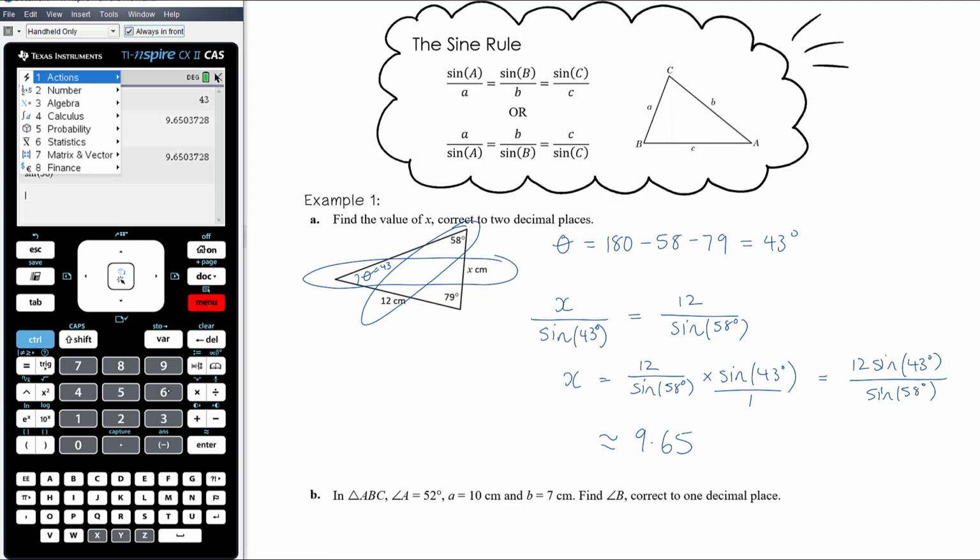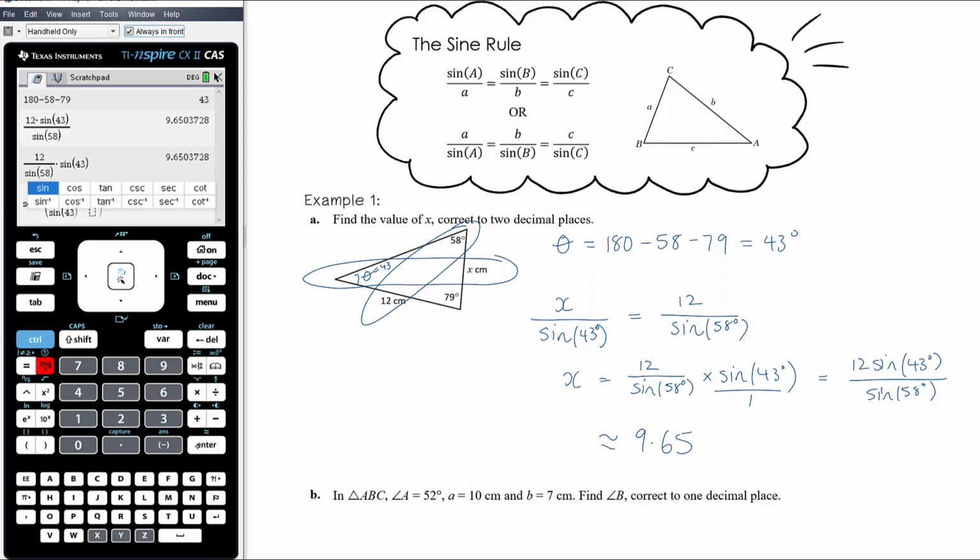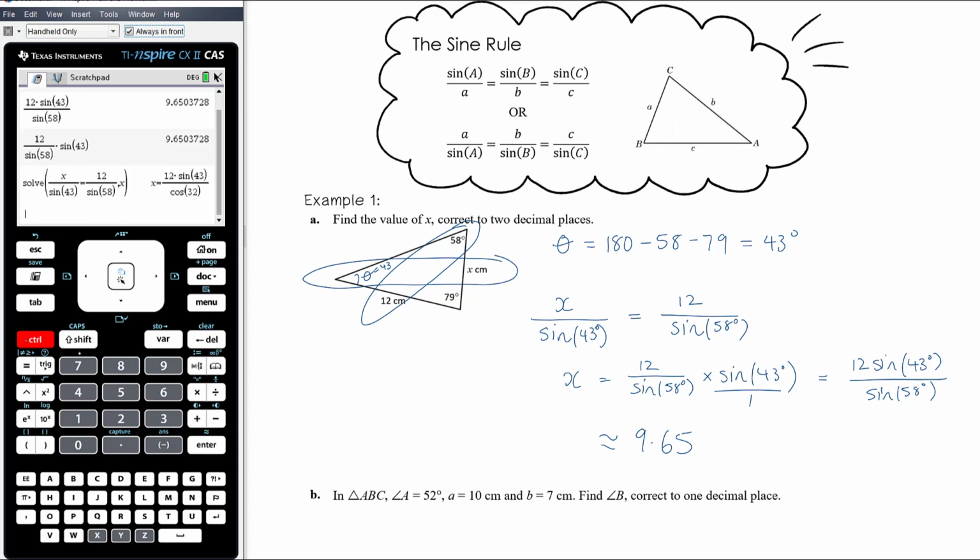Okay, so you could solve your equation, which is x divided by sine 43 equals 12 divided by sine of 58. And we're solving for x. Oh, control enter. Okay, so you're going to need to use your CAS at some point in this calculation. So you can either do the rearranging by hand and then use your CAS, or you can just set up the equation and immediately use your CAS to solve that equation. Okay.